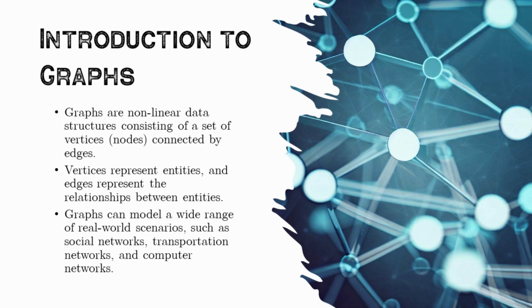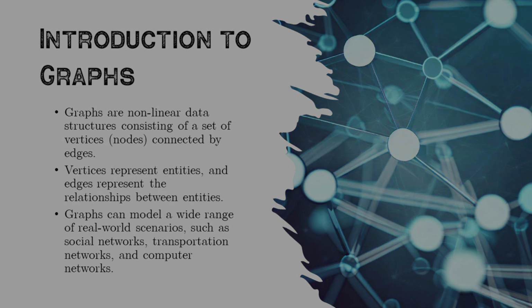Introduction to graphs and their properties. Graphs are versatile data structures consisting of vertices, nodes, connected by edges. They are used to represent relationships between entities. Graphs can have directed edges, where the relationship between vertices has a specific direction, or undirected edges, where the relationship is symmetrical. Edges can also have weights or costs associated with them, creating weighted graphs.